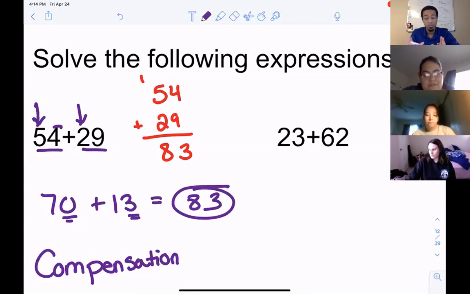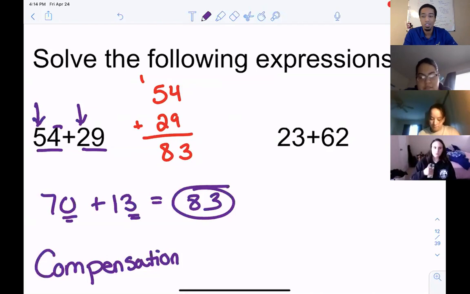It's very, very straightforward, everybody. Even if you didn't quite get it the first time, all we need to do is practice. But does that technique make sense? Where we compensate, where we break it down into the digits, so the 10s and the 1s, and then bring it back together to make it easier. Does everybody see that? Yes or no?